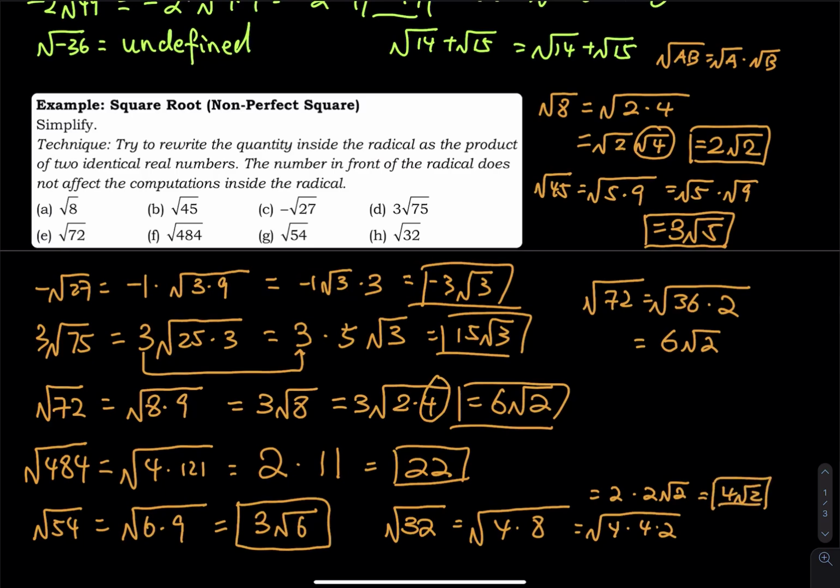Or you break down the 32 as 16 times 2. The square root of 16 is equal to 4. The 2 stays inside the square root. That's good as well. All right, so that will be the end of this video.